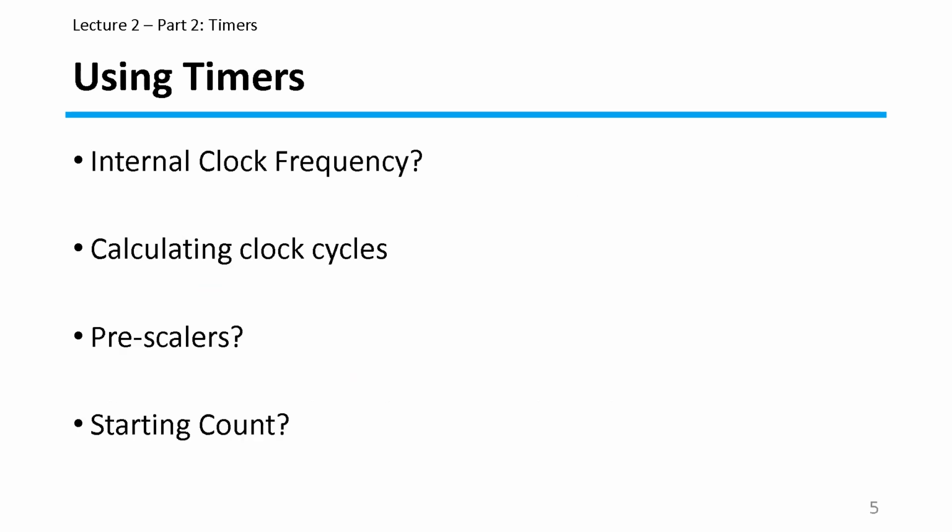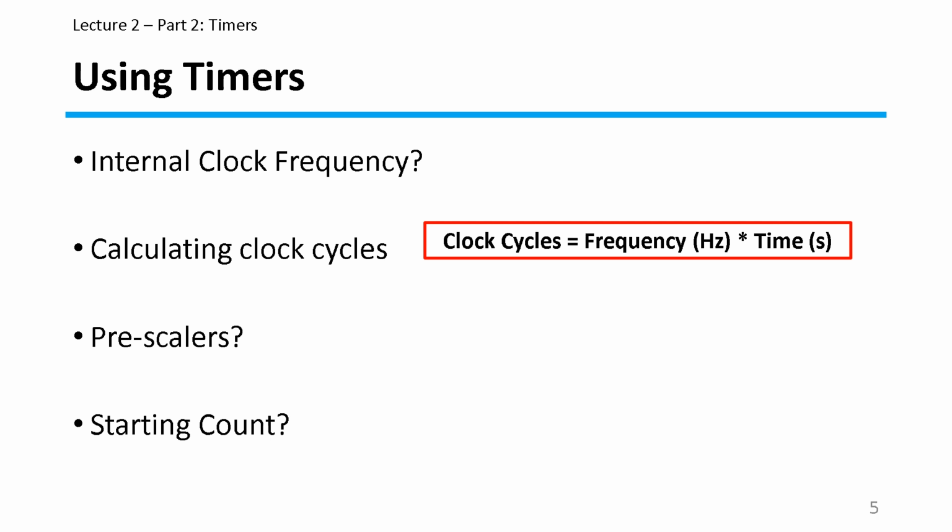There are a few things to consider when you're using timer modules in your microcontroller unit. The main 4 are your internal clock frequency, the number of clock cycles, the prescalers if it's usable, and the starting count to set for your timer module itself. As mentioned before, we have the internal clock frequency, which is dictated by the crystal frequency of your microcontroller. So you should refer to your datasheet or your schematics to determine the actual clock frequency.